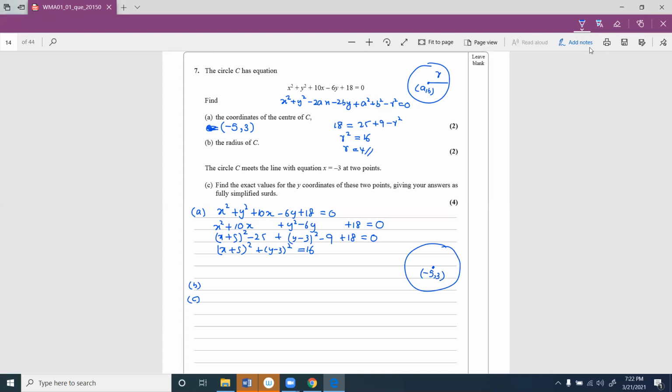The circle C meets the line x equals minus 3 at 2 points. Find the exact value of the coordinates of the 2 points, giving your answer in surd form. So it means you have to solve the equation of the circle and x equals minus 3 as a simultaneous equation. When C meets the line x equals minus 3, the x coordinate is minus 3.